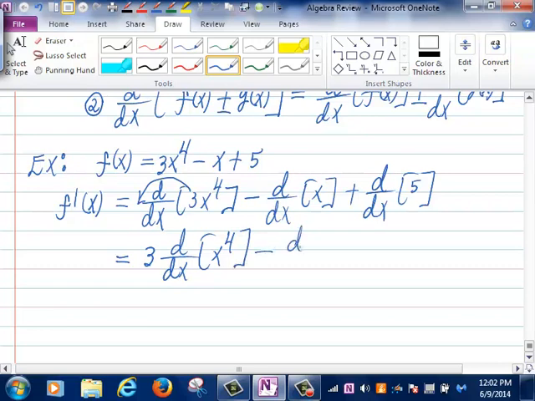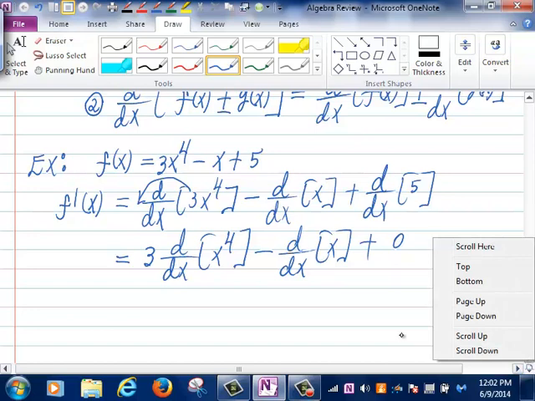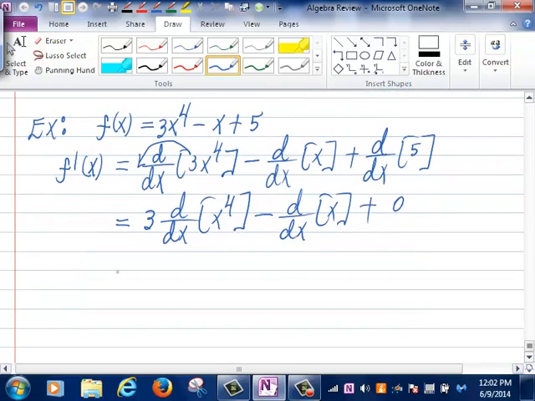minus the derivative with respect to x of x plus, well, the derivative of a constant function is 0. So the derivative of 5 would be 0. And we can apply the power rule for the derivative of x to the 4. So what is that? 4 times x to the 4 minus 1 minus, this would be 1 times x to the 1 minus 1. So this would be 3 times 4 would be what?